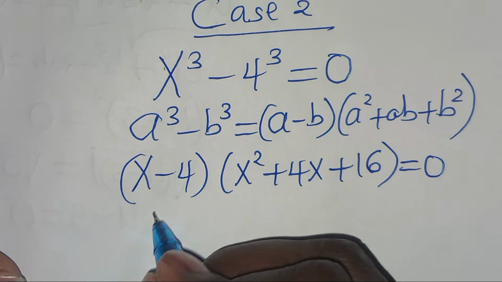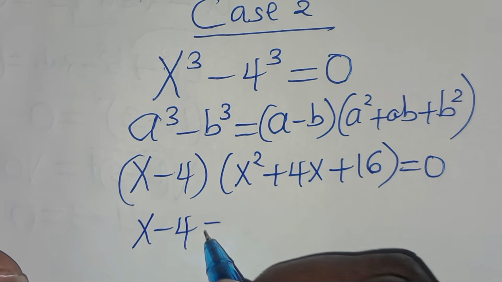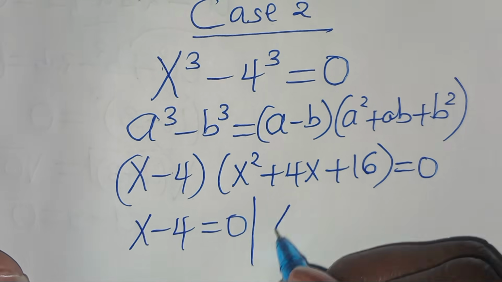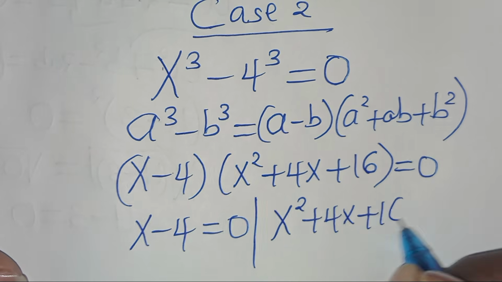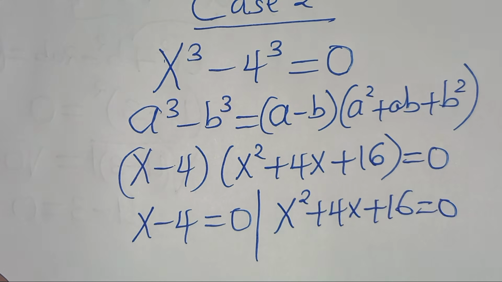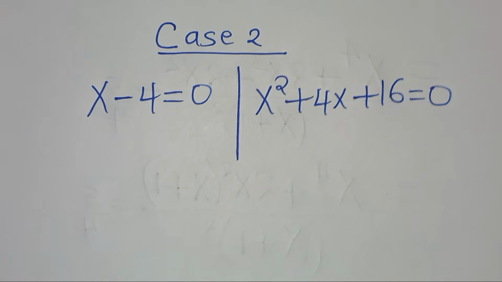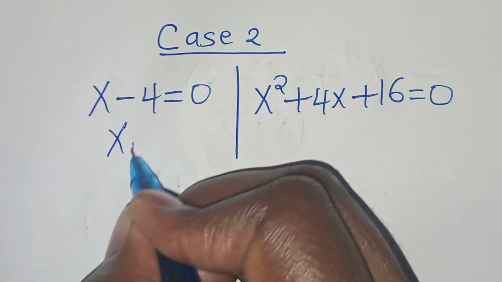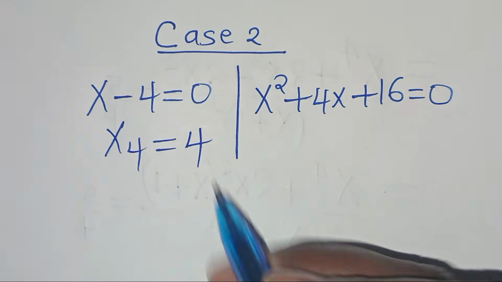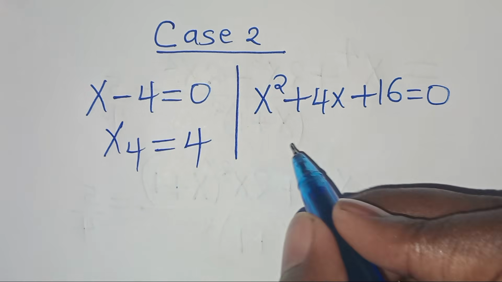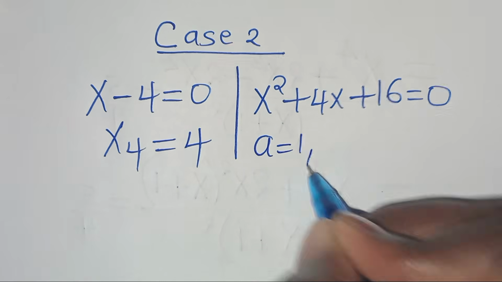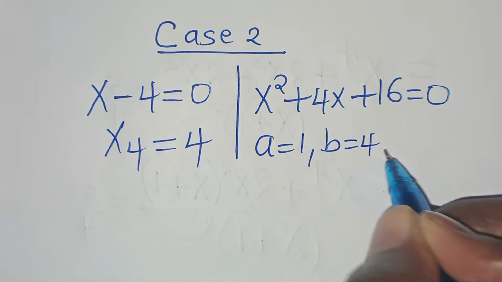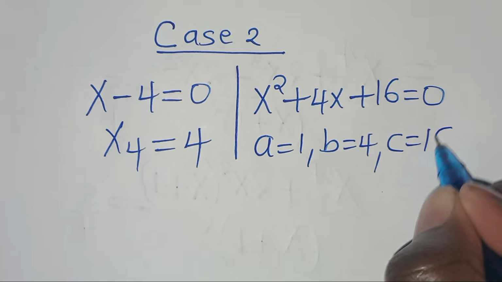So we have x minus 4 equal to 0. Then we have x to the power of 2 plus 4x plus 16 equal to 0. So this implies that x4 is equal to 4. This is the second real solution that we have. This is the quadratic equation here. We have a is equal to 1, b is equal to 4, and c is equal to 16.